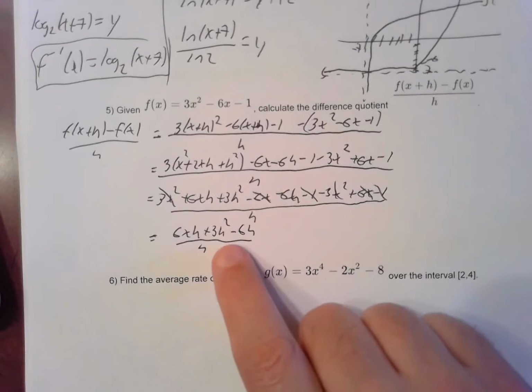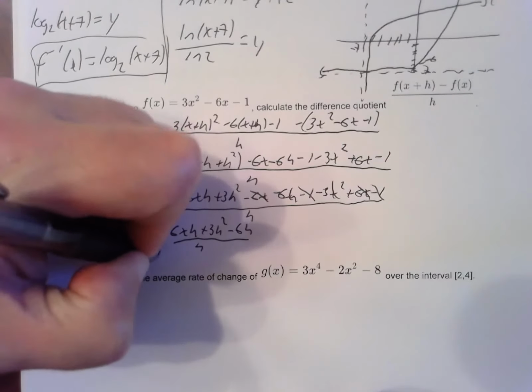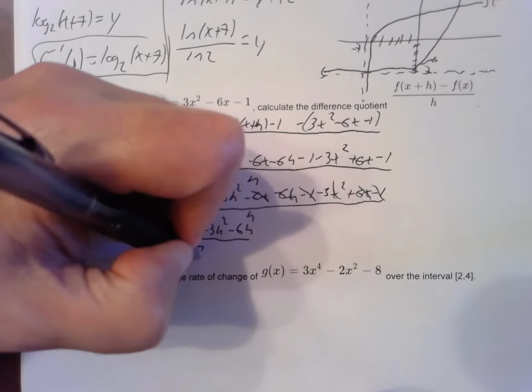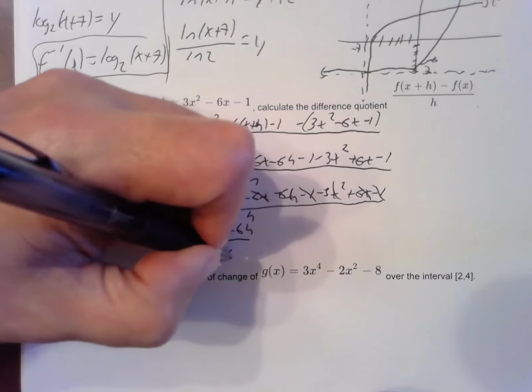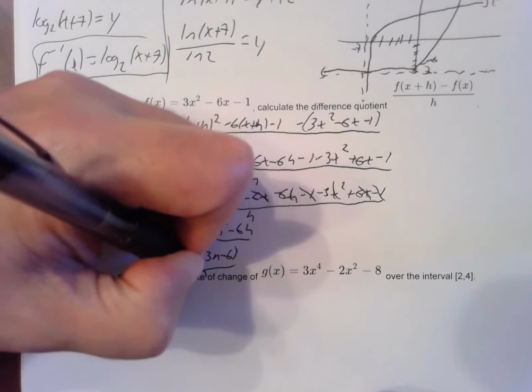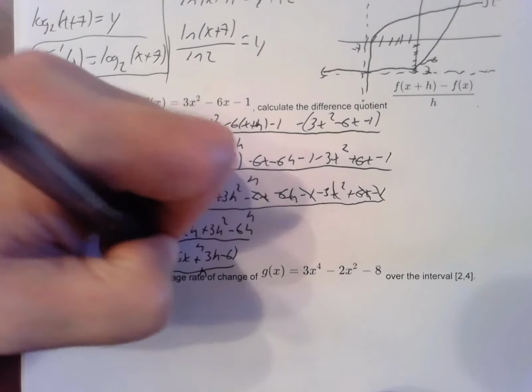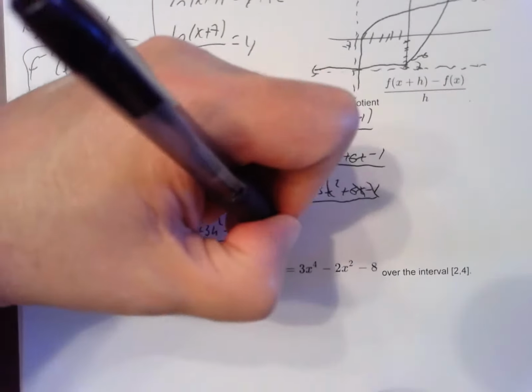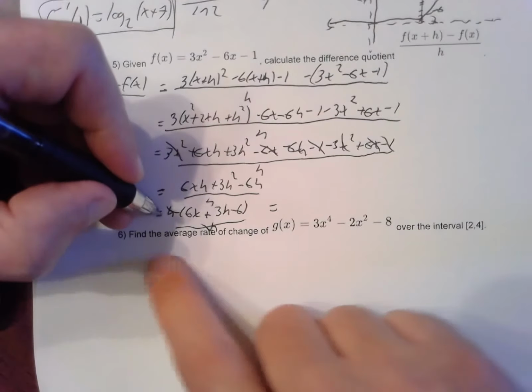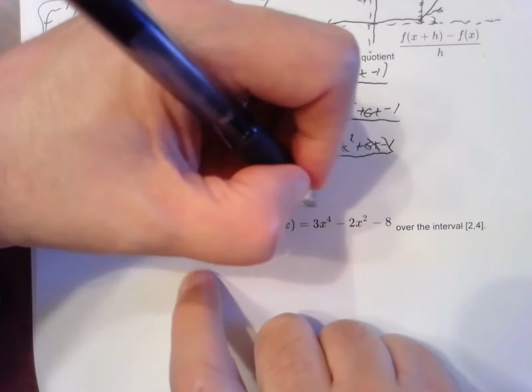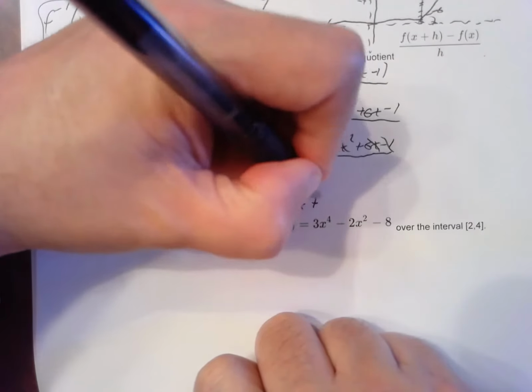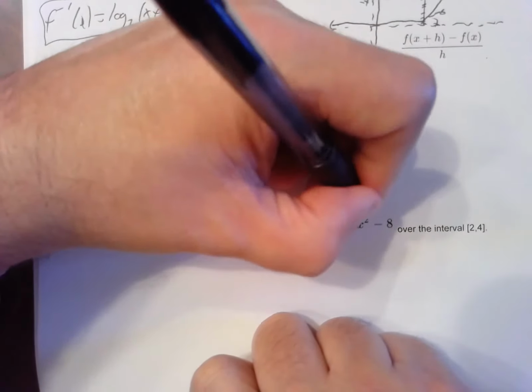I got a common factor of h. I pull it out. 6x plus 3h minus 6 all over h. Cancel the h's, and I'm going to have to write it here. Preferably that would be written down below here. 6x plus 3h minus 6.